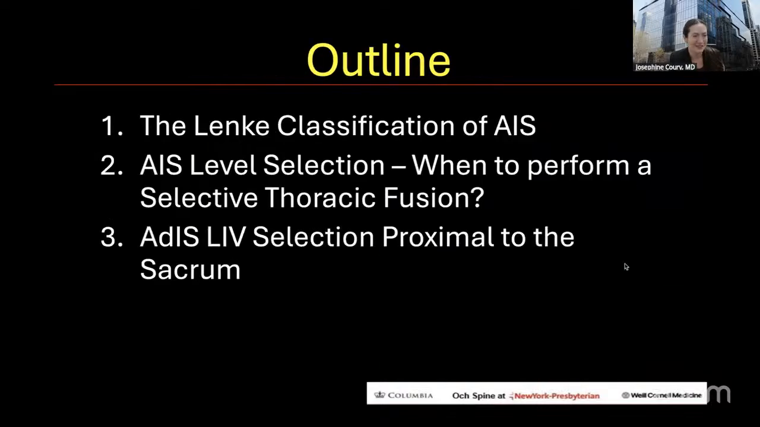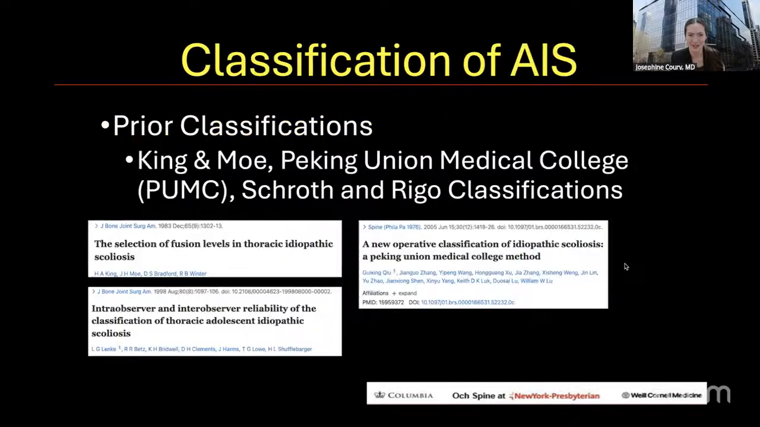So today, the outline for my talk, I thought I would first speak about the Lenke classification, then going into AIS level selection, where the biggest question is, when can you perform a selective thoracic fusion? And then go on, if we have time, to speak a bit about adult idiopathic scoliosis patients that are instrumented proximal to the pelvis. So first, starting with the Lenke classification.